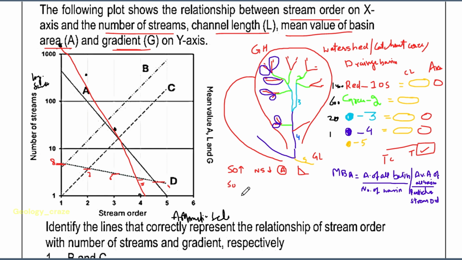So stream order is getting increase. I'm talking about the number, not the values. Stream order is like first order, second order, third order. In that way, if stream order is getting increase, our gradient is getting decrease. That is represented by our curve D, like this.